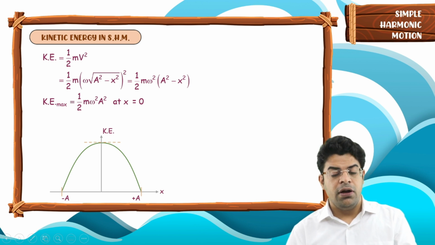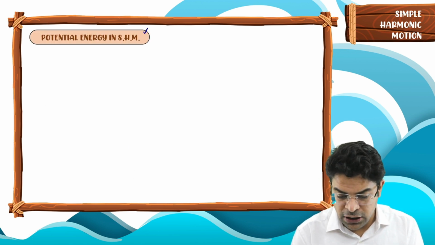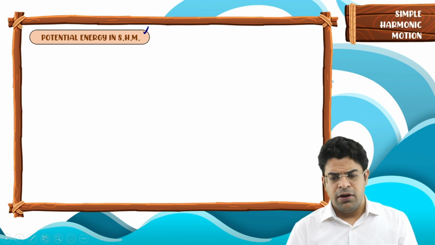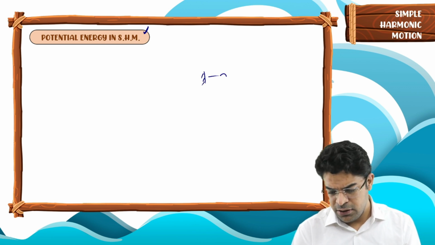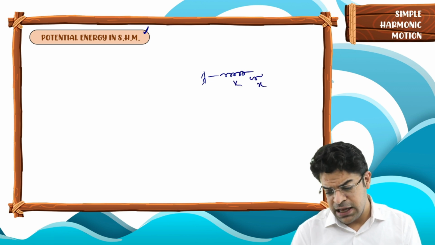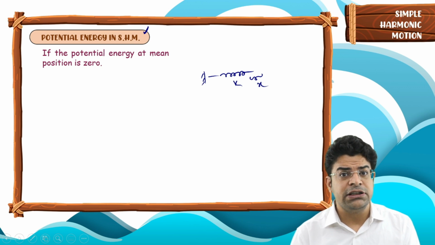Okay, let's move on. Let's talk now about potential energy in case of SHM. Sir, for a spring having a spring constant k, if there is a deformation x, we say that the potential energy is half kx square.